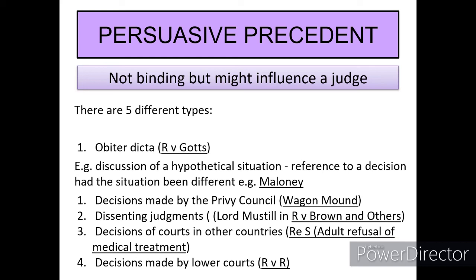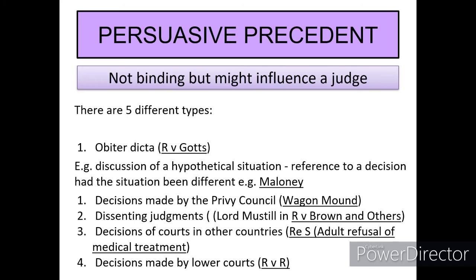Sometimes judges refer to decisions of courts made in other countries, such as Re S, where the pregnant woman refused to have a cesarean, even though it was going to save hers and the baby's life. And then persuasive precedents could also be decisions made by lower courts. And a good example of this is R v R.